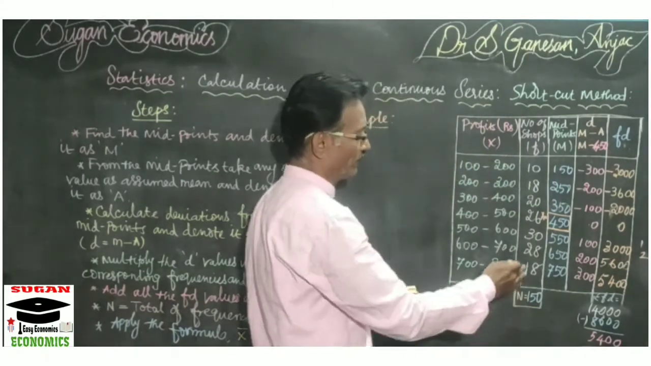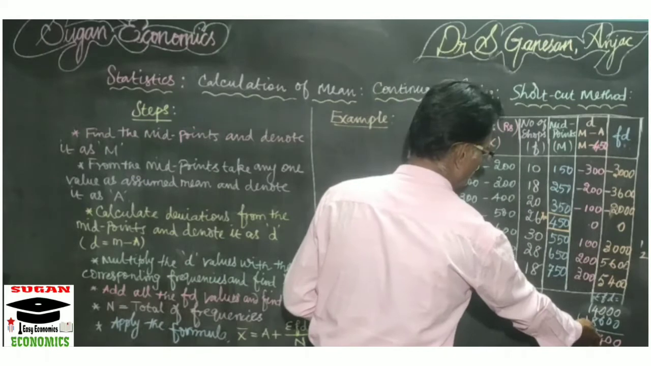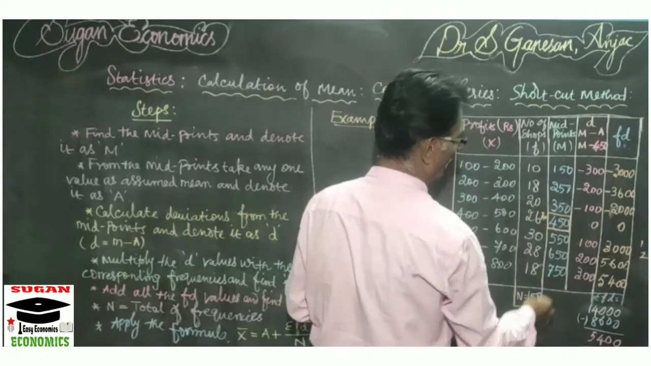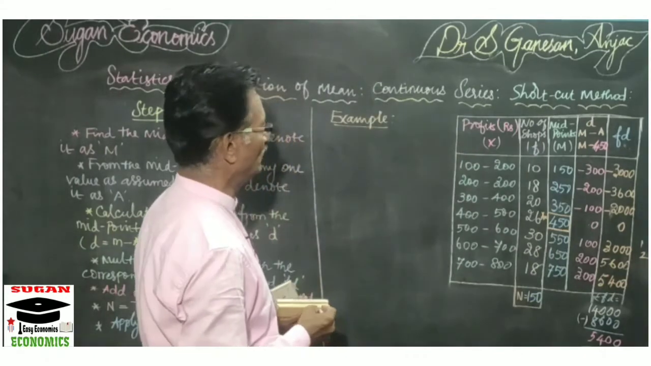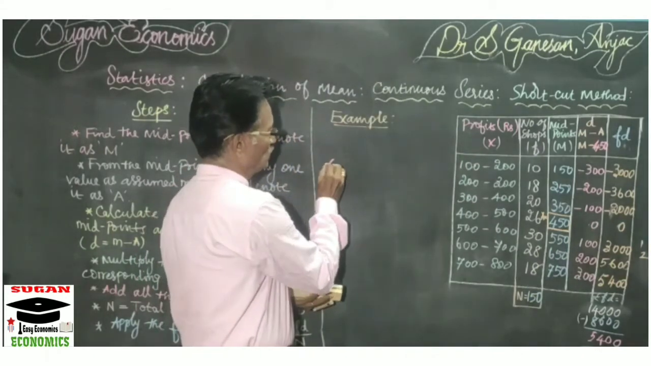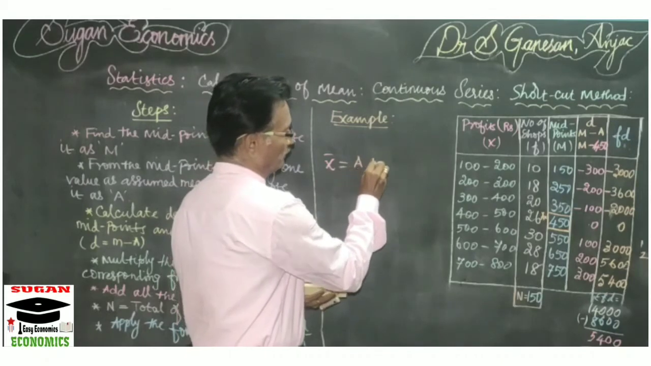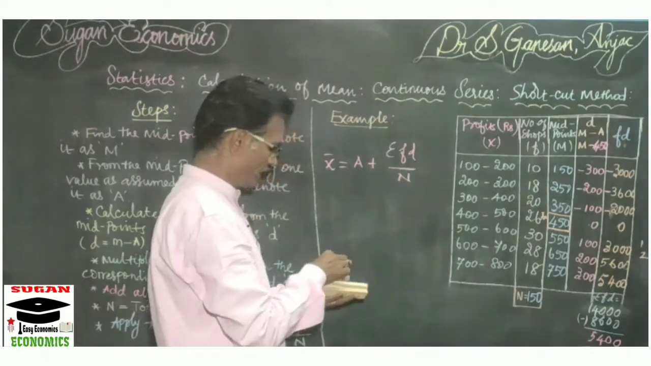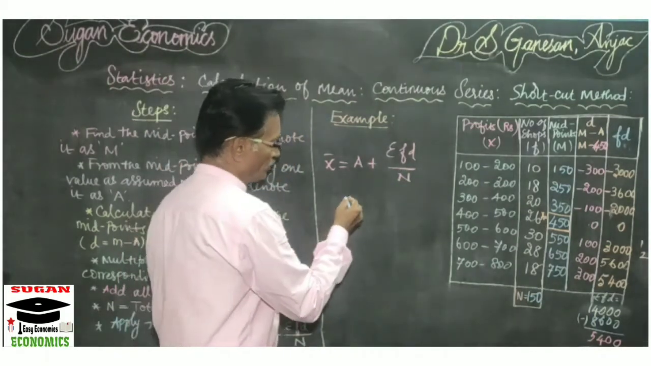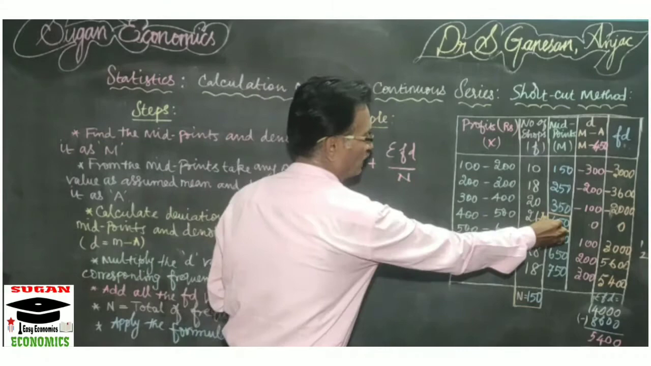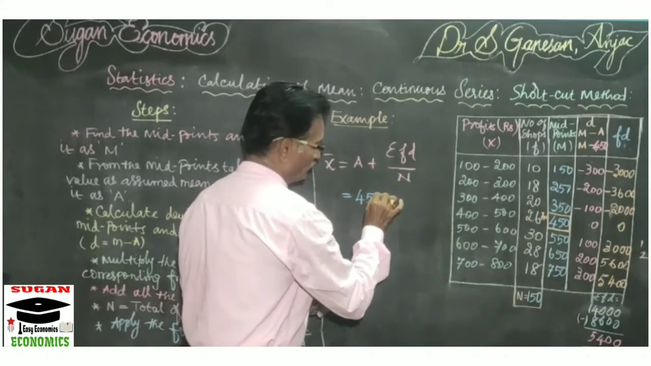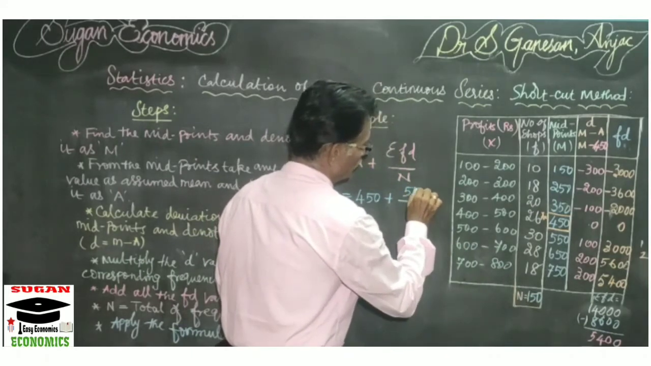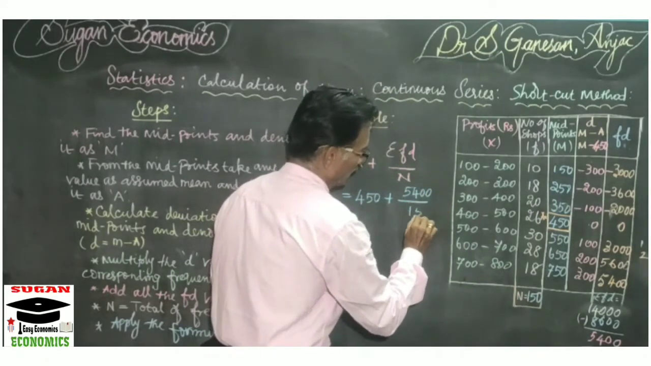So now we have sigma fd value and N value. Already we have taken rupees 450 as the assumed mean. Now we have to substitute the values in the formula. What is the formula? x bar equals A plus sigma fd by N. This is the formula for calculating arithmetic mean. What is your A value? A equals 450, plus sigma fd equals 5400, and N equals 150.